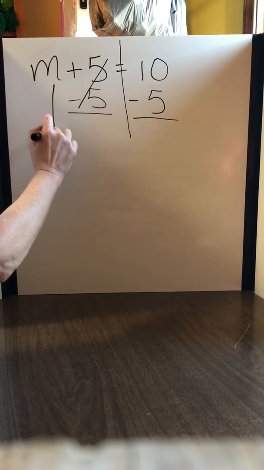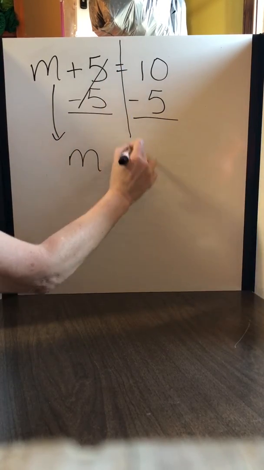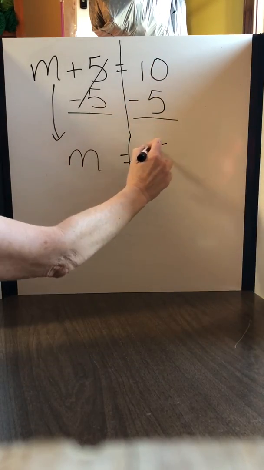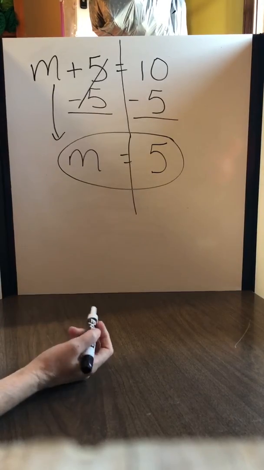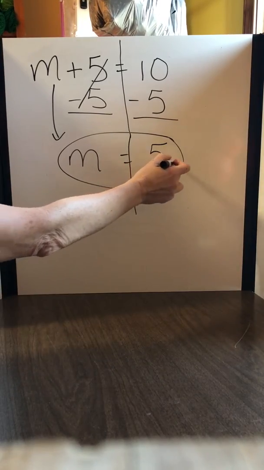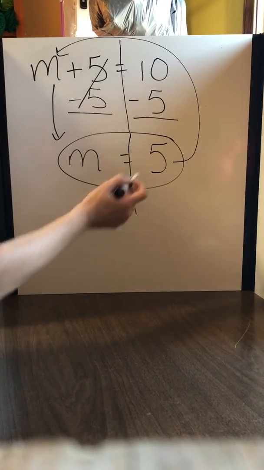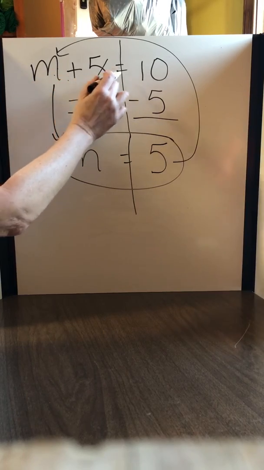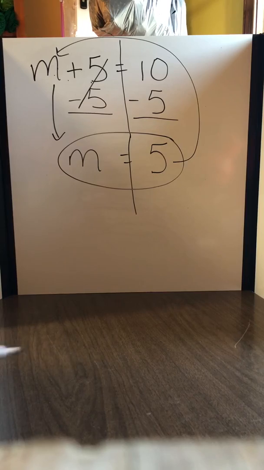But remember, we still have this m down here. We've got to bring it down, bring down our equal sign. We can extend that line if we want. Then 10 minus 5 is going to be 5. So my answer is m equals 5. I can always test that by putting my 5 back into my original equation. If I put my 5 back in where the m is, I get 5 plus 5 equals 10. Does 5 plus 5 equal 10? Yes, it does. So we've done that correctly.